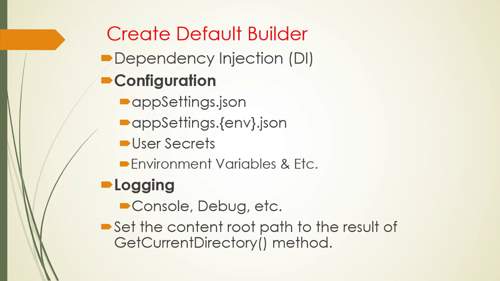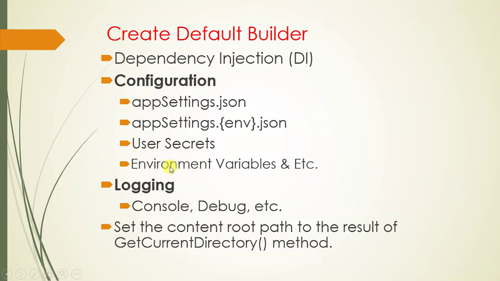Then we will get the feature of configuration. Configurations are basically the settings that our application uses, that we write in appsettings.json, appsettings.environment.json, user secrets, environment variables, etc. Okay. This CreateDefaultBuilder method will provide some facilities to read and configure settings from these places.